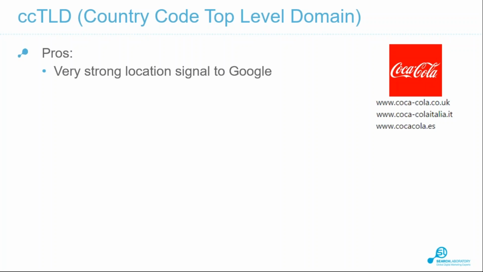The main advantage of this approach is it's an extremely strong location signal to Google. If you host a .co.uk website, it's very evident that you do want to target people in the United Kingdom, and Google will understand this accordingly and target and rank the content within that local market.